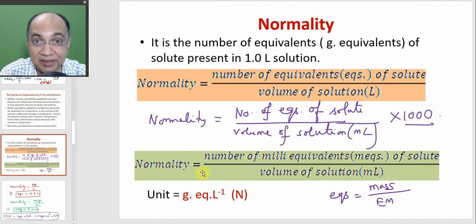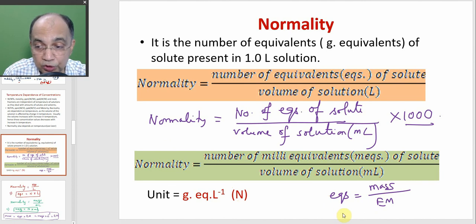So normality has another definition, like molarity: the number of milliequivalents. Shortly we write MEQs of the solute divided by the volume of solution in milliliters, because the 1000 will be multiplied with the number of equivalents to give you the number of milliequivalents, but the volume will remain. The symbol used is capital N, and the unit is gram equivalent per liter: gram equivalents of solute present per liter of the solution. Capital N, 2N, 3N, decinormal 0.1N, so on and so forth.